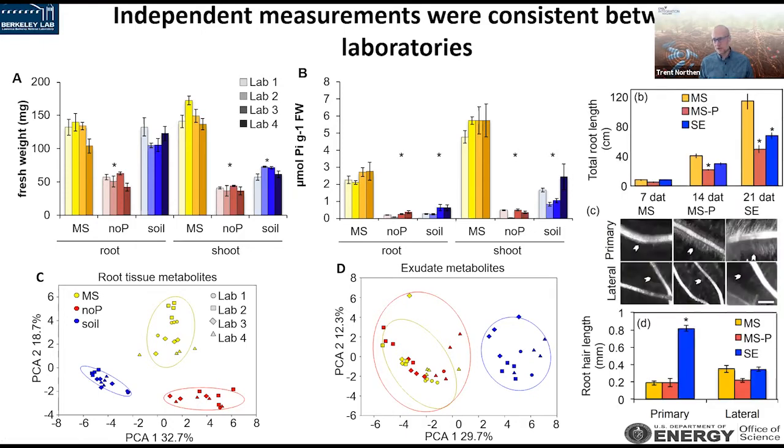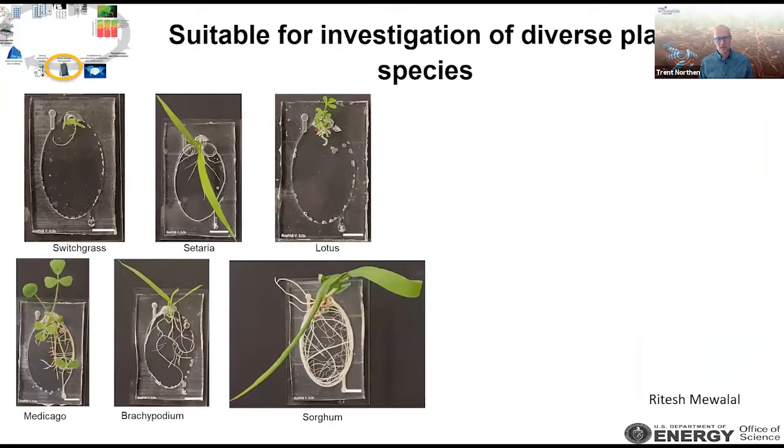Also, the imaging results were dramatic and reproducible across laboratories, where we observed that a soil extract promoted very dramatically longer primary root hairs for some unknown reason. So it seemed like a good research tool.